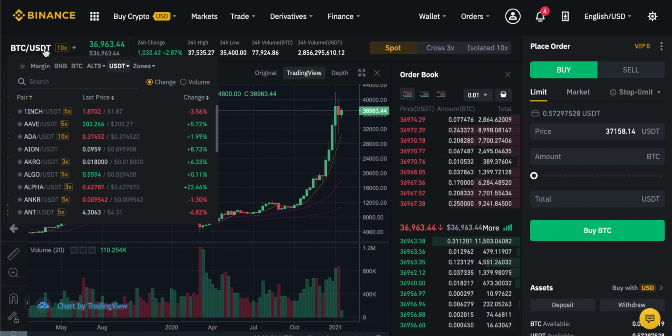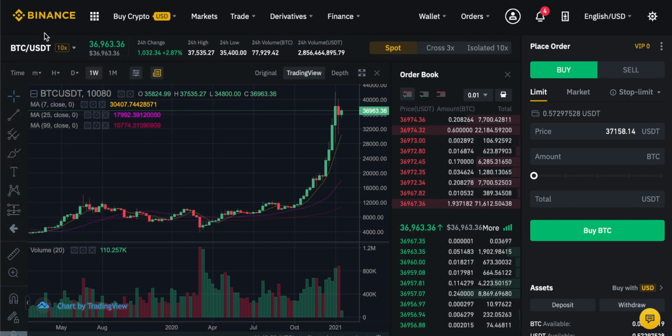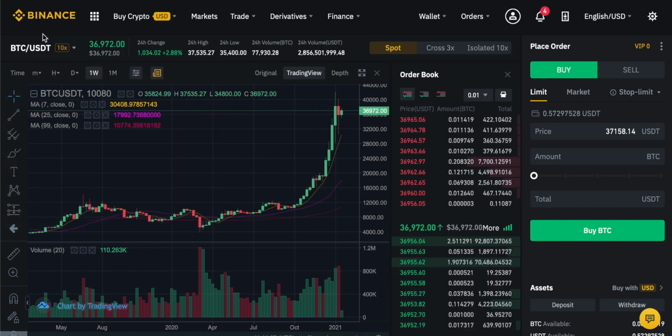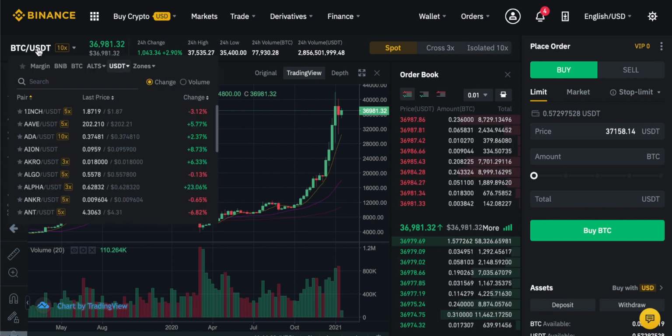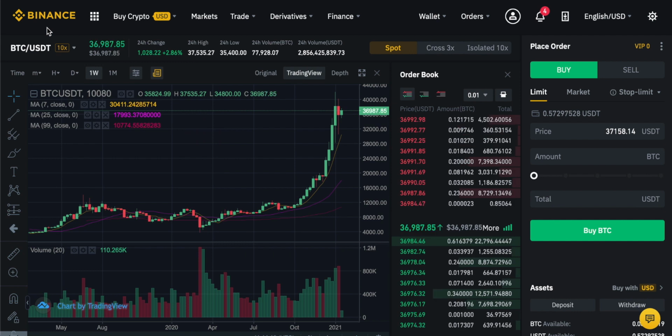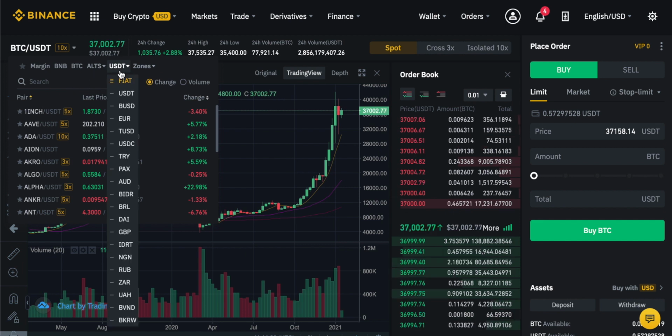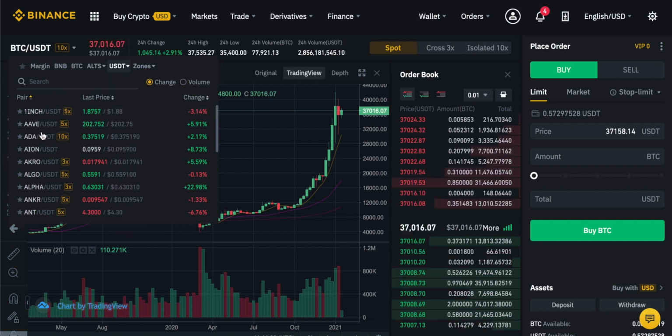Now, the US dollar tether is a cryptocurrency that is supposed to follow the US dollar in value 1 for 1. So whatever the value of the US dollar is right now compared to Bitcoin, the US dollar tether will follow that exactly. And the US dollar tether, this is something that you may have to actually get. So if you're transferring fiat currency in, you may have to transfer your US dollars into US dollar tether, and you can trade that against Bitcoin. You can see all of the different coins that we can trade against the US dollar tether right here.